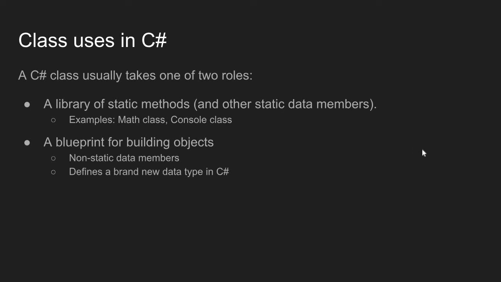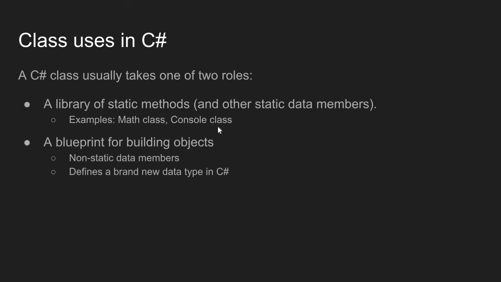Now, a class has two main roles in C#. The first role is just as a library of static methods. So when we build classes that contain a bunch of static methods, the purpose of these classes is just as a library to hold a bunch of common methods.